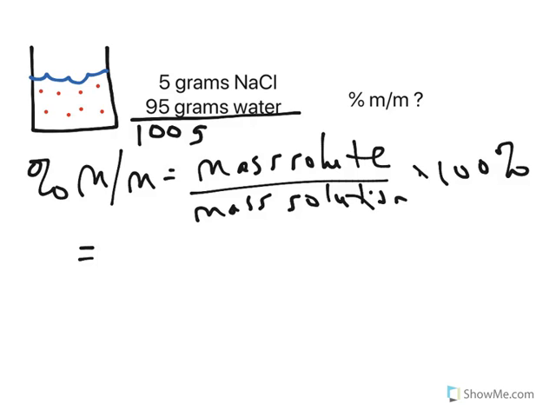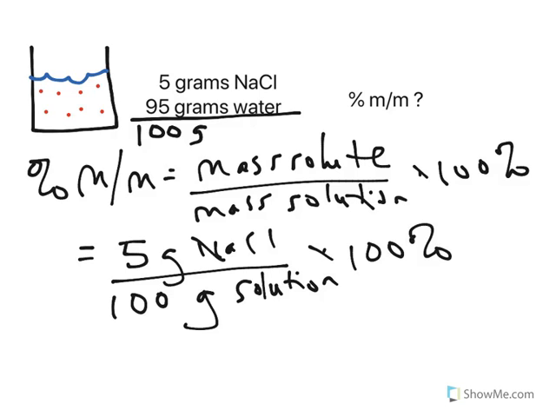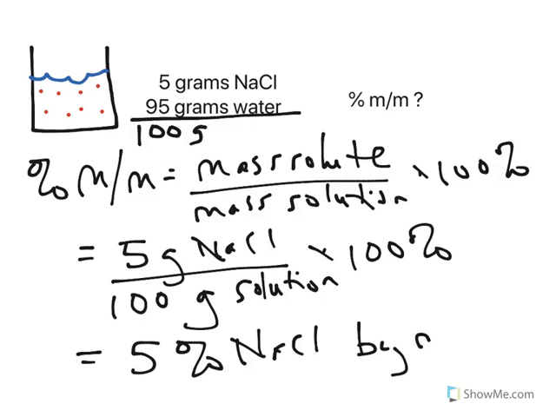So I substitute what I have. I have 5 grams of salt and 100 grams total of solution, times 100%, and that would give me a 5% NaCl solution by mass. Okay, that's the first way.